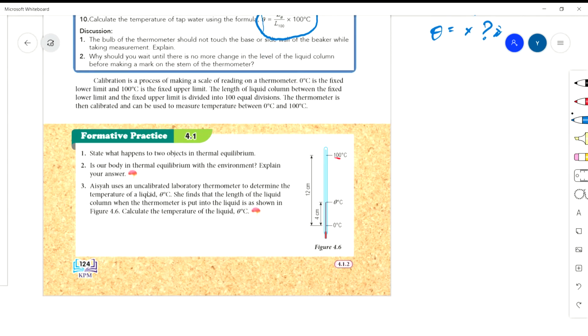Okay, so we can see this one example. Aisha uses an uncalibrated laboratory thermometer to determine the temperature of a liquid. She finds that the length of the liquid column when the thermometer is put in the liquid is as shown in the figure. Calculate the temperature of the liquid. So we have 0 until 100 is 12 cm, so that is your L100. The unknown liquid is 4 cm, times 100. So this is 4 over 12 times 100, which is 1 over 3, so we get the answer around 33.34. Okay, that is the answer.